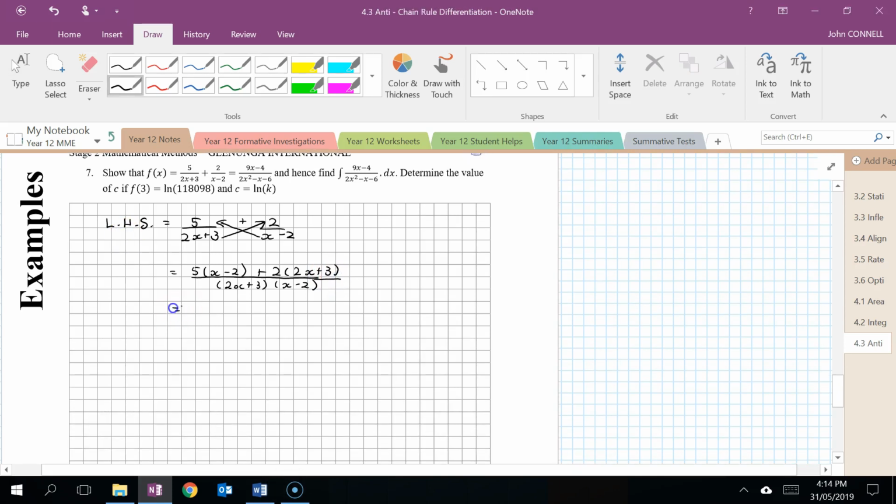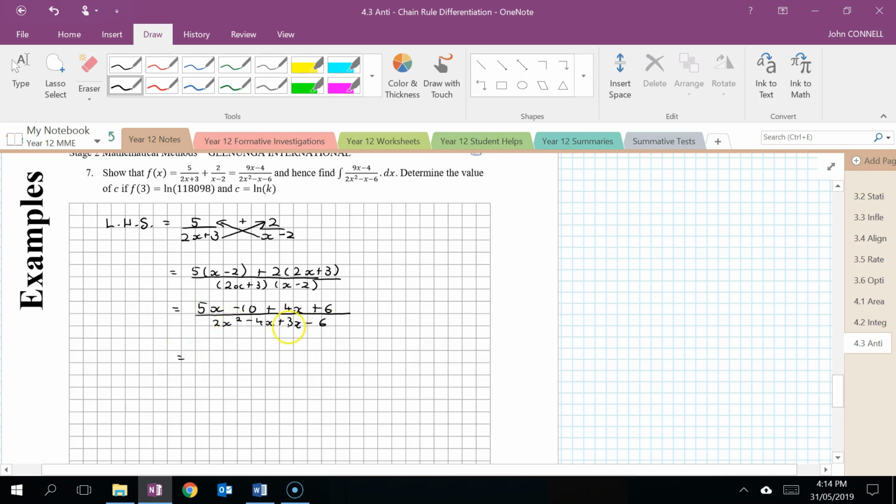So in this line, I would now expand the top line. So 5x take 10 plus 4x plus 6. So I've expanded the top line. Haven't simplified it yet. So you don't want to expand and simplify in the same step. You want to leave a step between that. I could also expand the bottom line. So that's 2x squared take 4x plus 3x take 6. Again, don't simplify just yet.